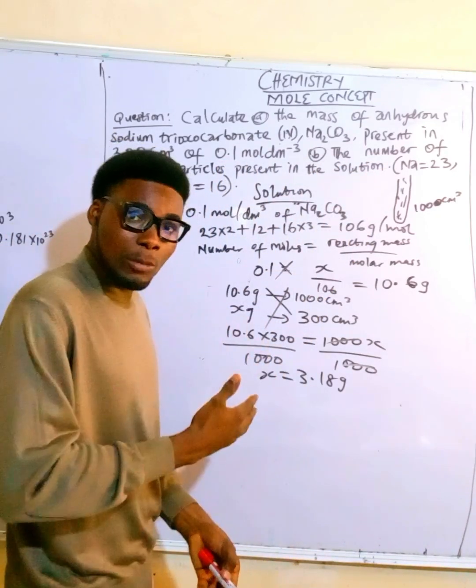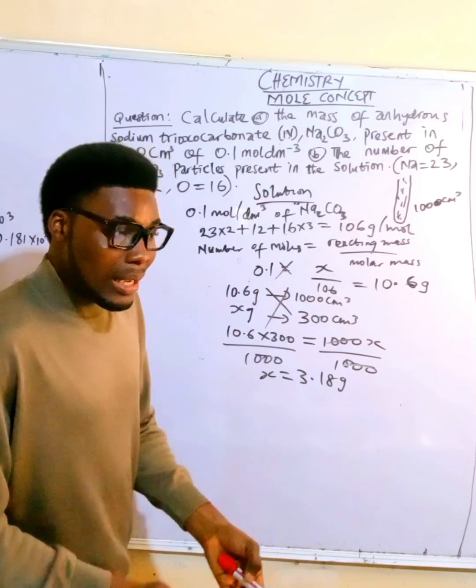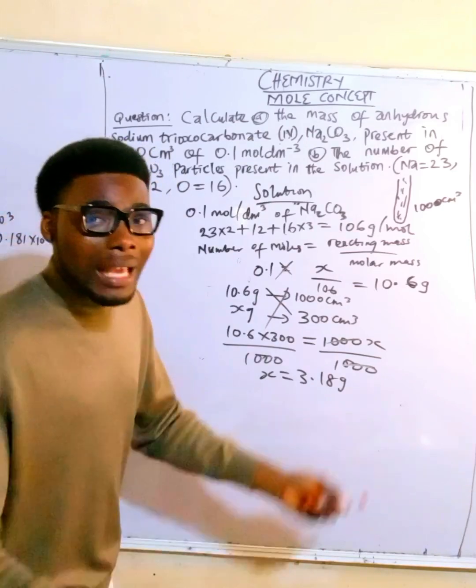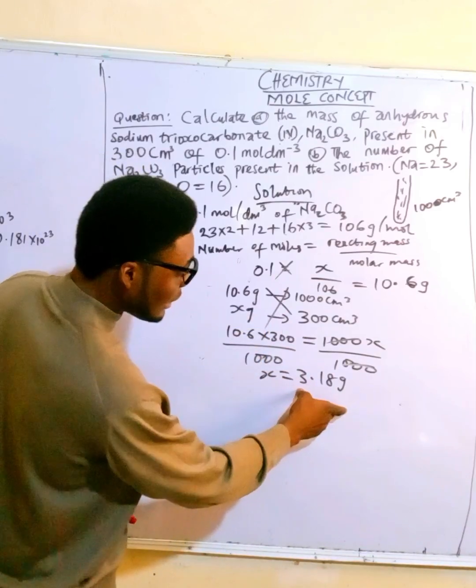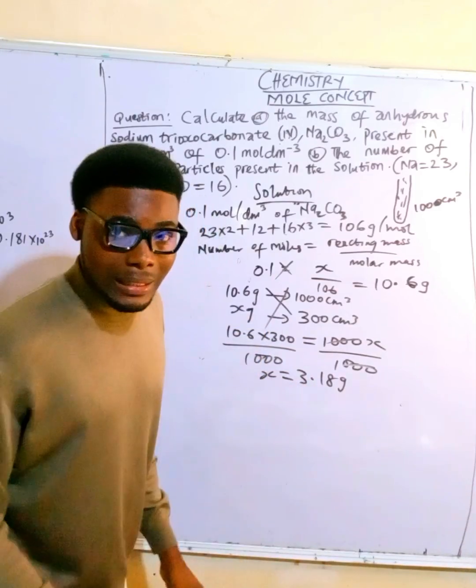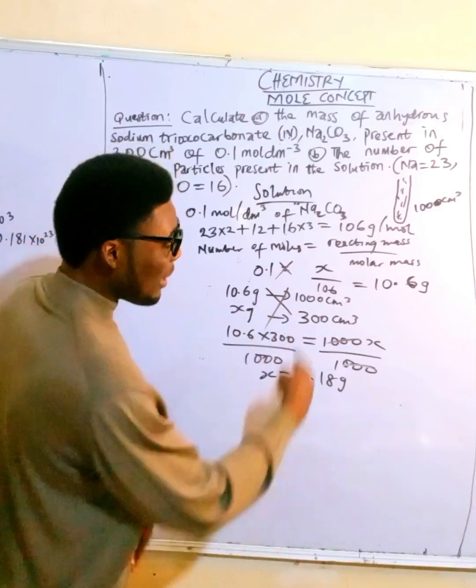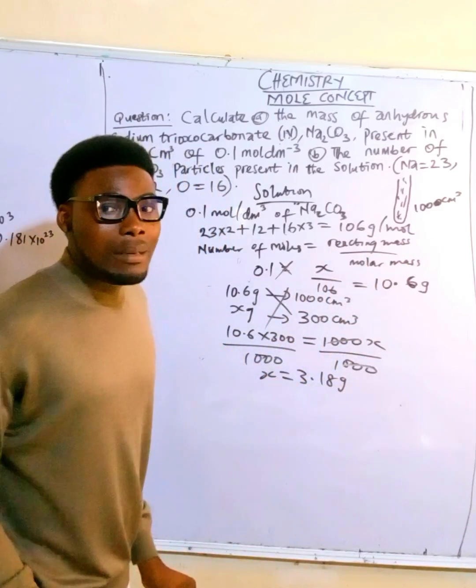Take those 300 cm cube out of 1000 of your solution. You are taking some part of the particles of that salt out of that solution, not everything. So the mass that will be present in 300 will be 3.18. In 600 will be double of this one. In 900 will be triple. And then by the time you reach 1000, the mass will come back to 10.6.